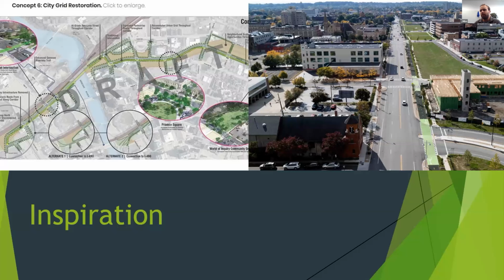So the reason I chose this project is I'm a resident of Rochester, New York myself. The inner loop fill-in project started around the early 2000s, but has really taken hold within the last decade or so. You can see in the image on the right-hand side the grass and buildings where there was once a sunken highway.